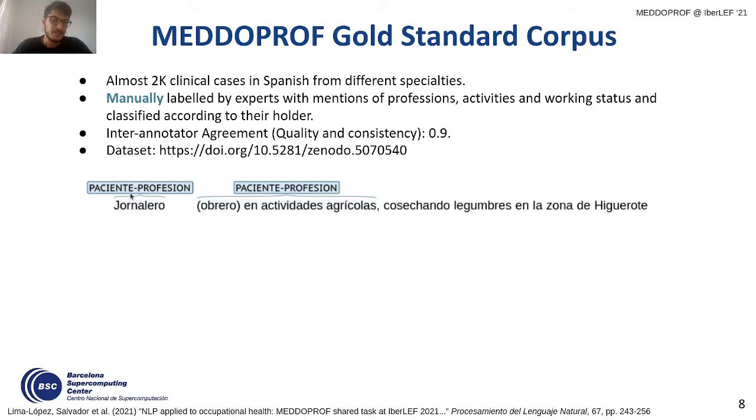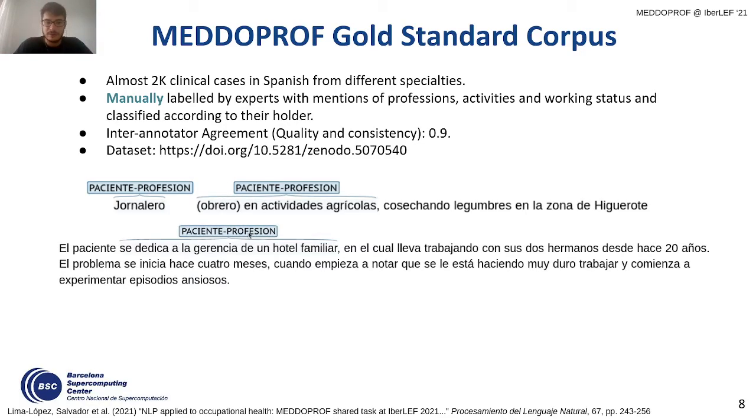Here we have some occupations that are really job titles, like farmer, jornalero, and then some which are a little bit more descriptive. But we also have some mentions that are really, really descriptive. For example, this one is expressed almost through a whole sentence: "El paciente se dedica a la gerencia de un hotel familiar." The patient is dedicated to managing a family hotel. This is much more descriptive than just a single word, right?